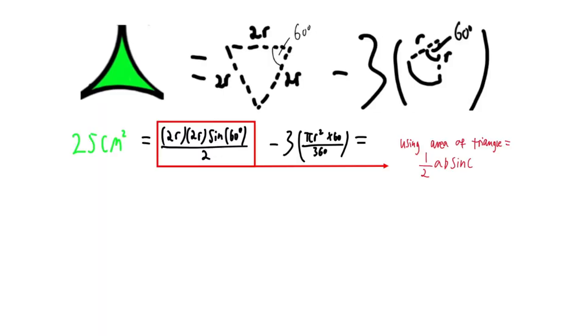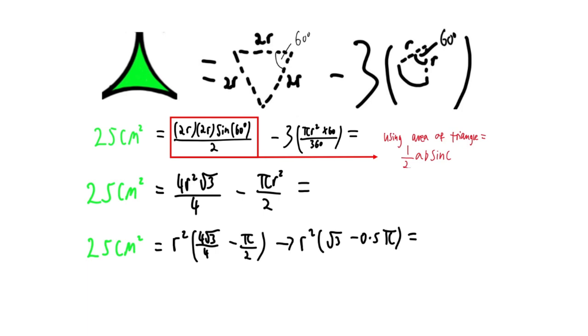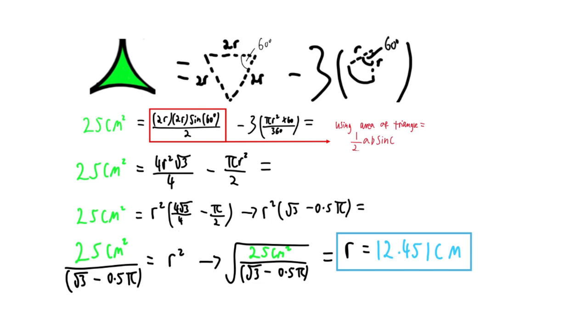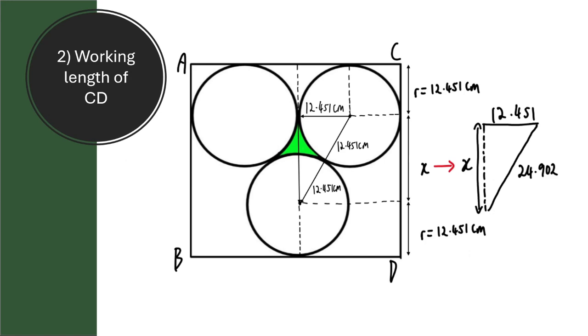Here it is enlarged, with our values put in. We're given that the green shaded region, 25 centimeters squared, is equal to 2r times 2r times sine 60 over 2, using the area of a triangle equals half ab sine C, minus three lots of the sector with radius r and angle 60 degrees. Here it's simplified: we get 25 centimeters squared equals r squared times (root 3 minus 0.5 pi). Once we divide 25 by (root 3 minus 0.5 pi) and square root it, we get r, which is 12.451 centimeters.